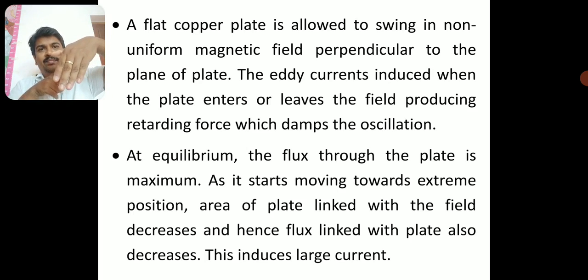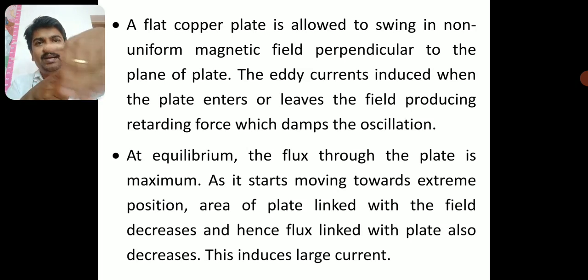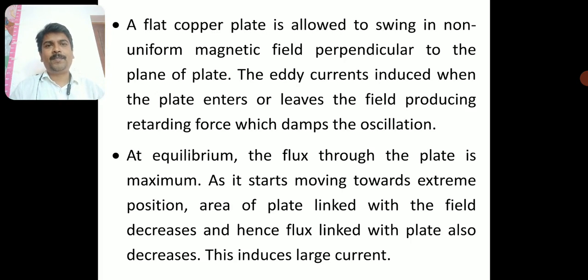So the magnetic field is perpendicular to this plate. Now this plate is swinging in a non-uniform magnetic field. We have a horizontal field, and this plate is swinging vertically in it, and the magnetic field is perpendicular to the plate which is swinging. Now what actually happens? Eddy current is induced when the plate enters and leaves the field.